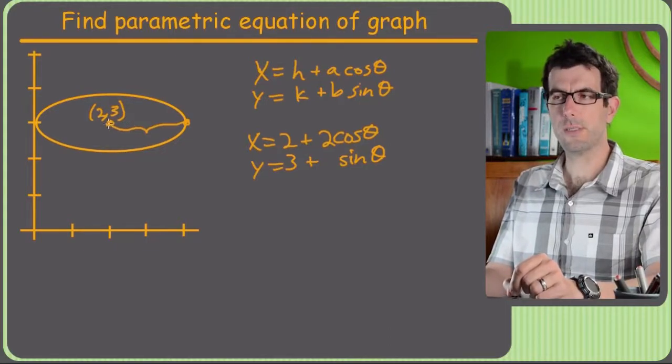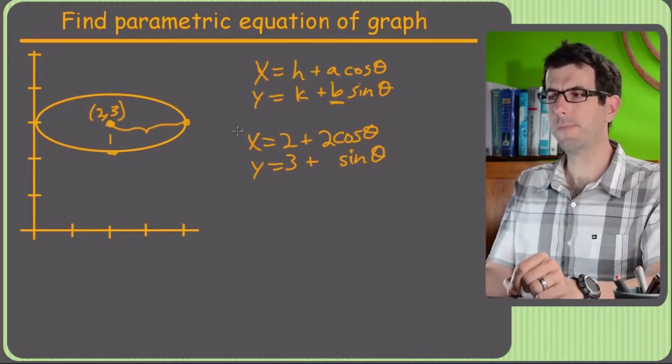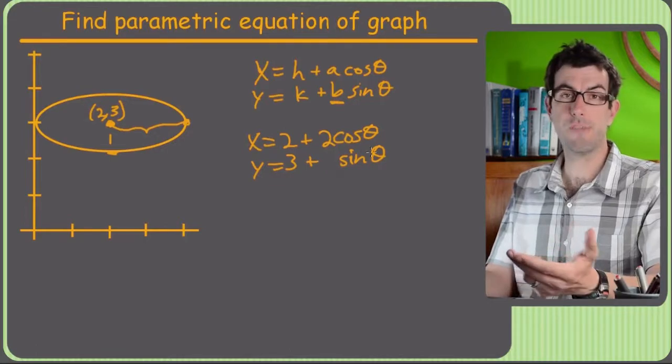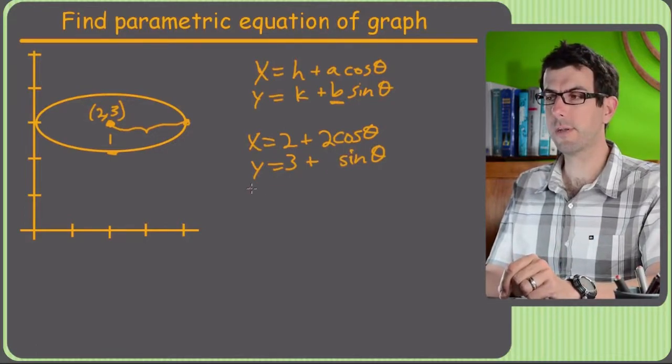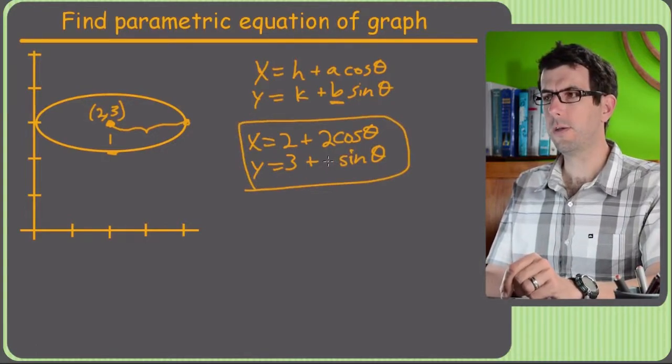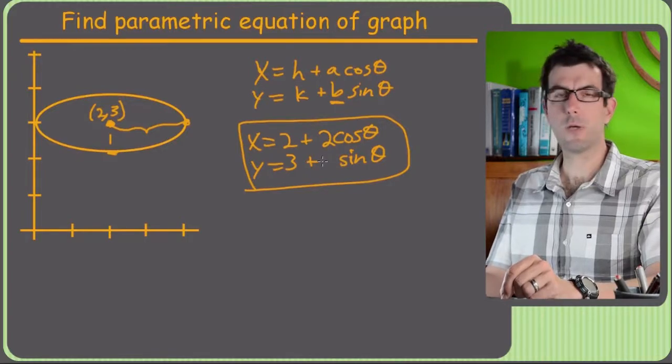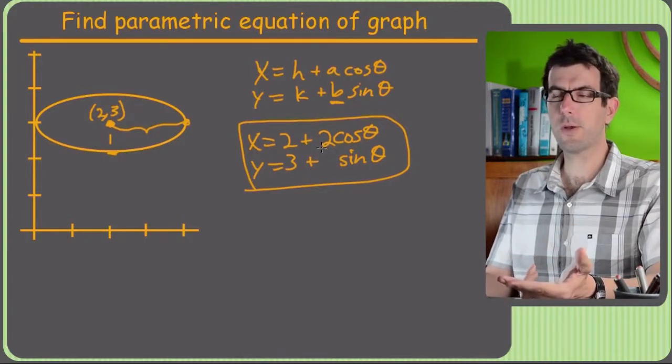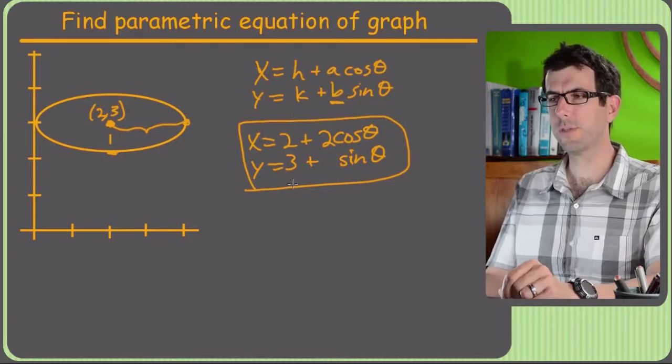And then this vertical distance is going to be b, from the center down to here, which looks like about 1. So just leave nothing in front there, an imaginary 1, whatever. And that is our parametric equation. We could also figure out the rectangular version of this equation.